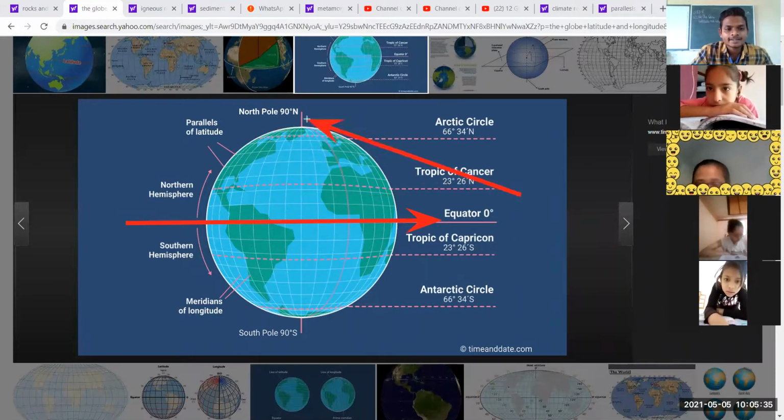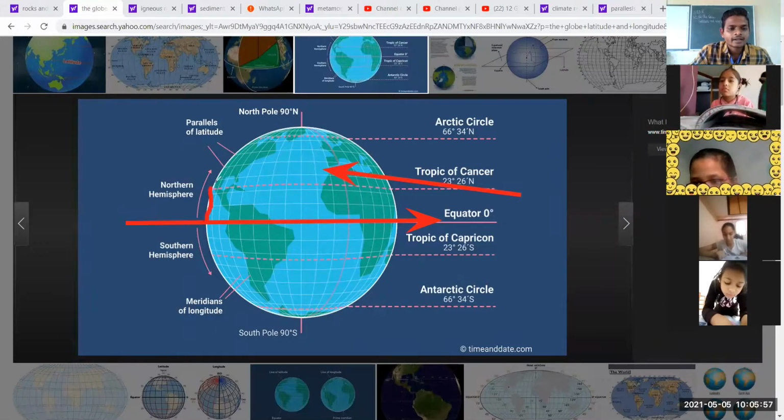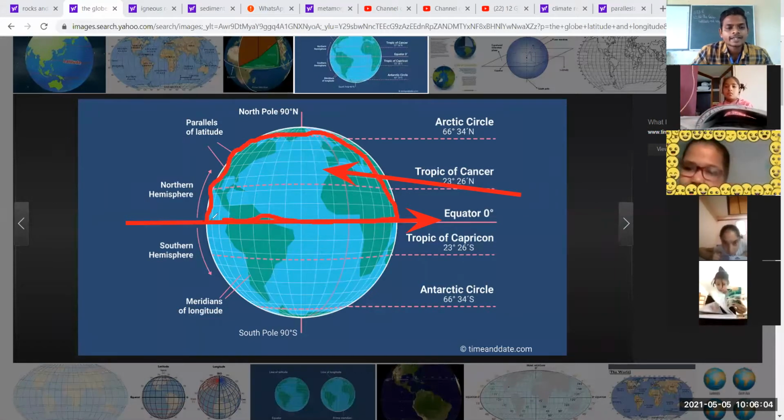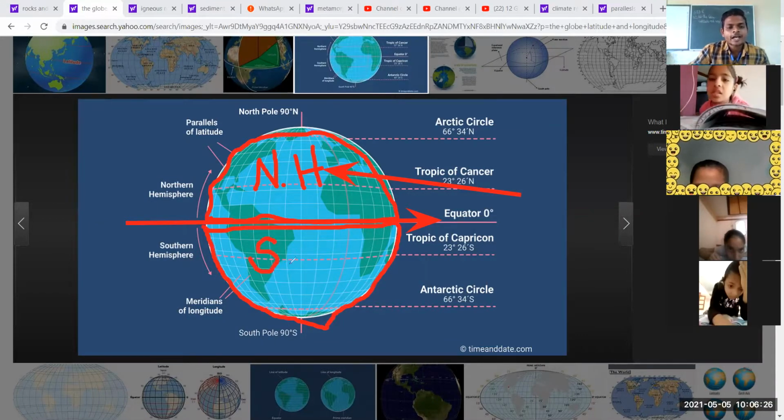The first part is here, and this is the North Pole, 90 degree North Pole, and 90 degree South Pole is here. This is called the northern hemisphere. I am going to draw it here so you will better understand. The whole area that is covered is called the northern hemisphere. And this area, from here to here, is called the southern hemisphere.